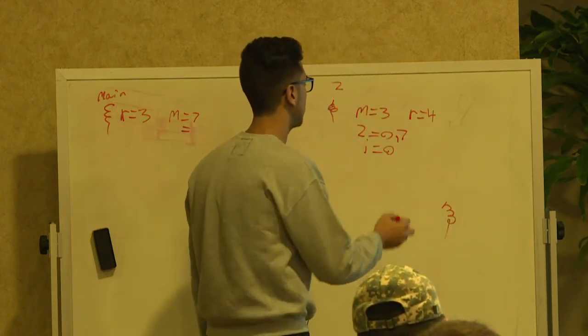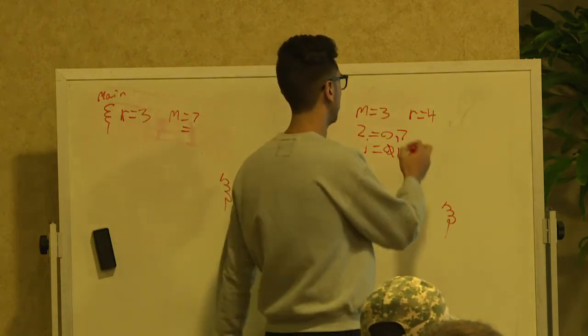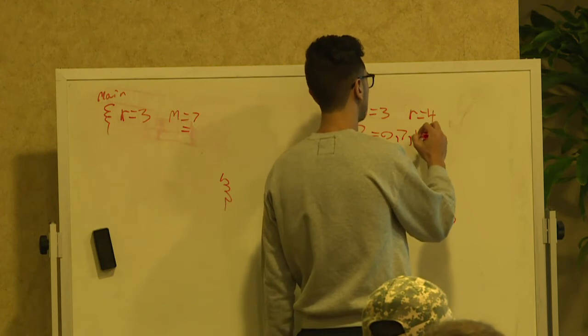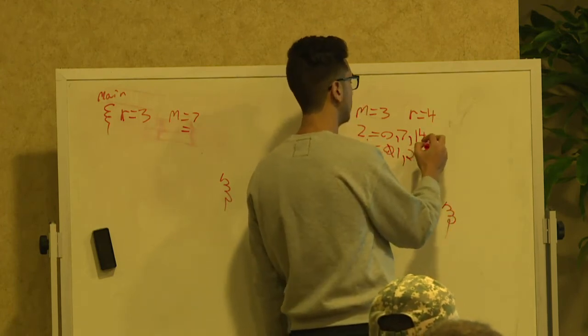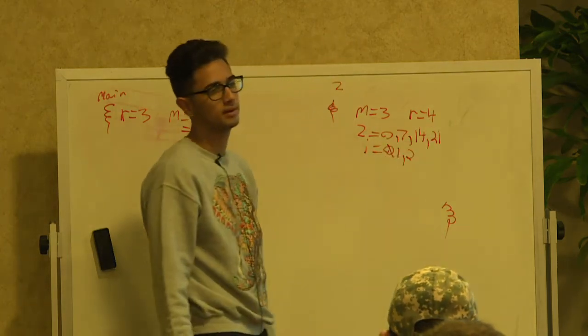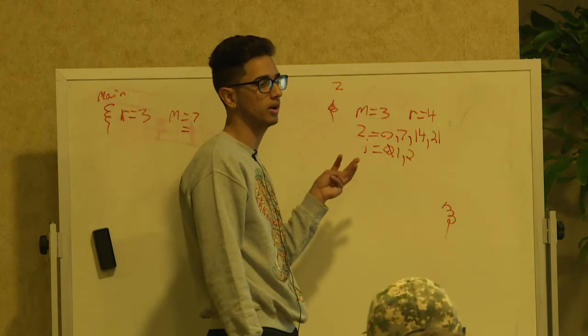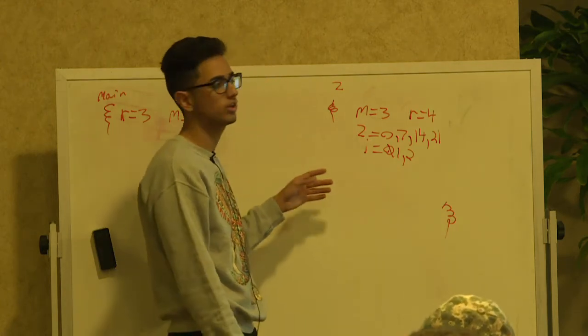Then we iterate again. I is now 1. And then we say M plus R, 14. We go again. 21, because 3 plus 4. It's 3 plus 4, 7, 4 times.